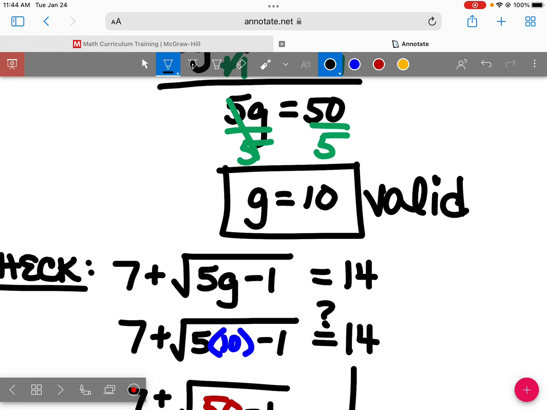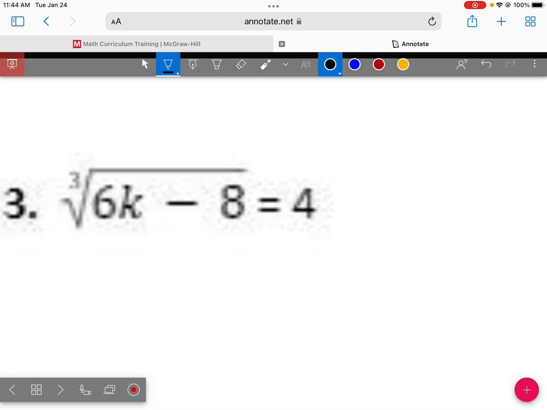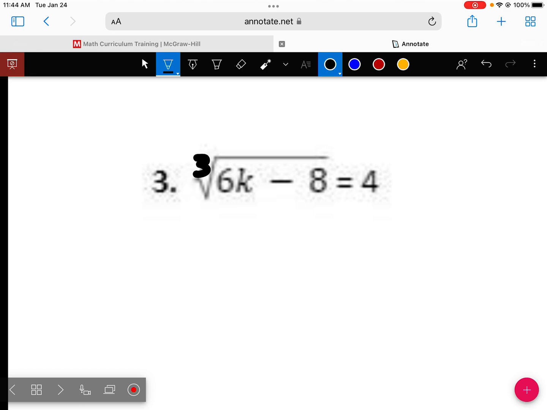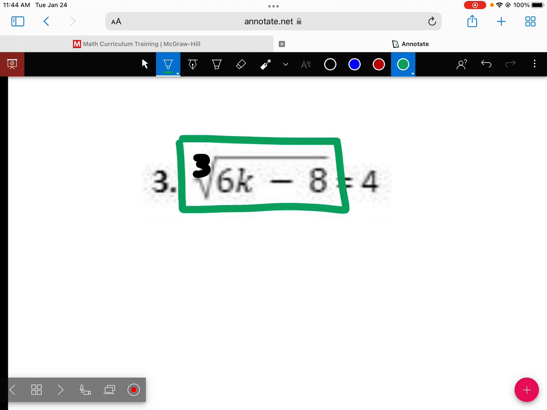You guys ready to try one that has a different index? All right, let's look at example number 3, about halfway down the page. Can you guys see what the index is on this one? Yes, it's an index of 3. There's a teeny tiny little 3 right there. It's kind of hard to read. First thing we're supposed to do is isolate the radical. Is my radical isolated? Yes. It has already been isolated for me.